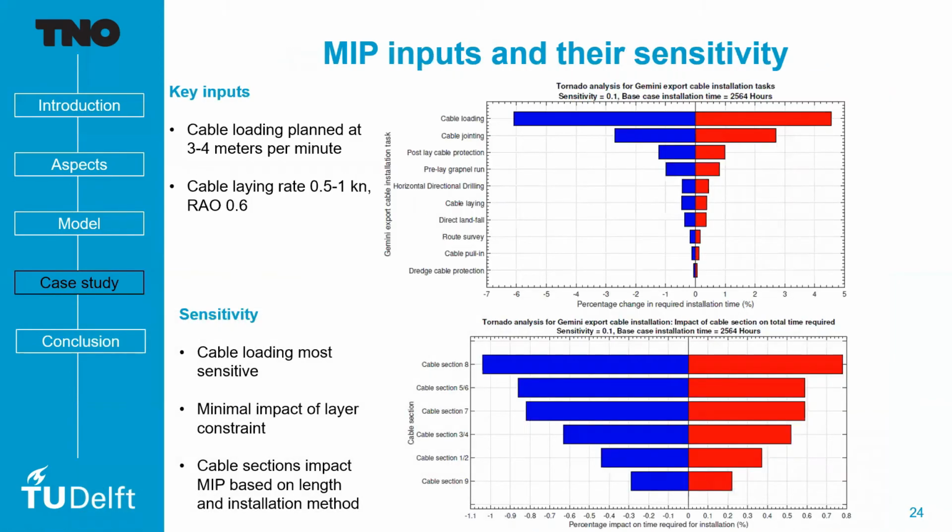And these were the results of the model. So the key inputs given for this process were that the cable loading was planned at 3 to 4 meters per minute, based on the dimensions and the properties of the cable. The cable laying rate was from 0.5 to 1 knots. The vessel amplitude factor was assumed to be 0.6. And as you can see here, the process was highly sensitive to cable loading, and there was a minimal impact on changing the vessel. And the cable sections impact MIP based on the length of the installation method.